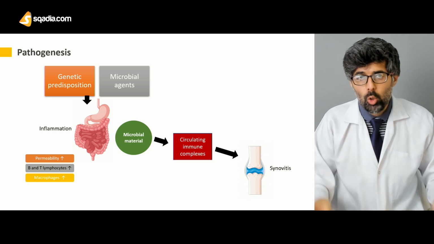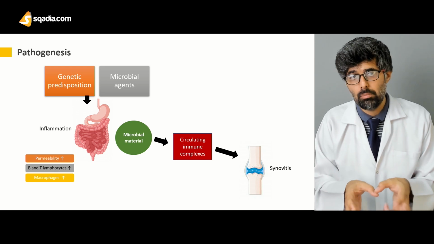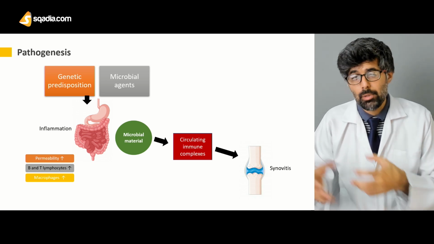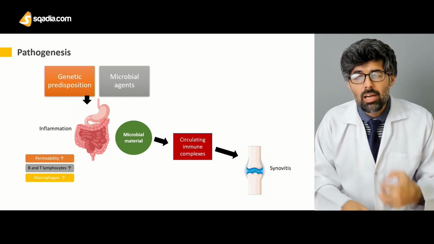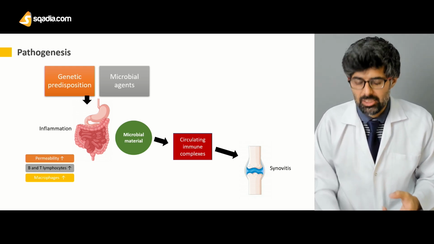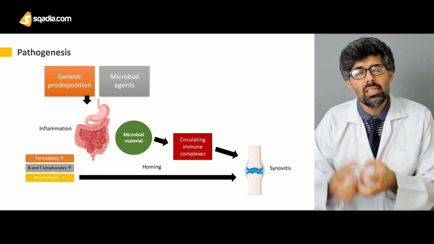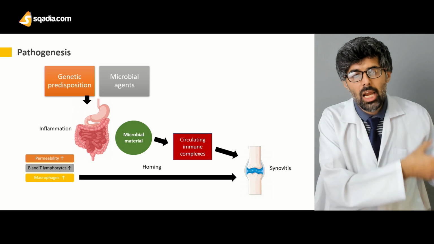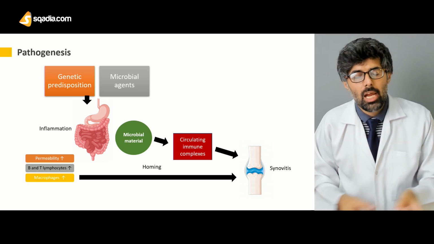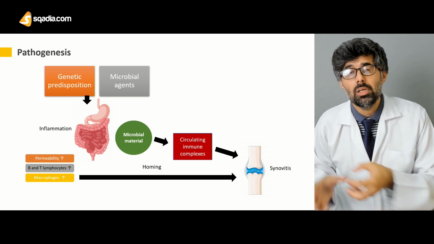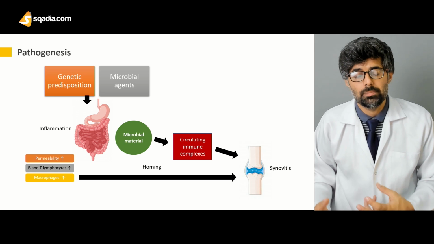Now, because of all of these cells infiltrating the area, because of the permeability, and because of the immune complexes already circulating in the body, we have a kind of homing mechanism. This homing mechanism results in the proliferation and recruitment of cells to the synovium. And when they reach the synovium, they start the inflammation and the destructive process.